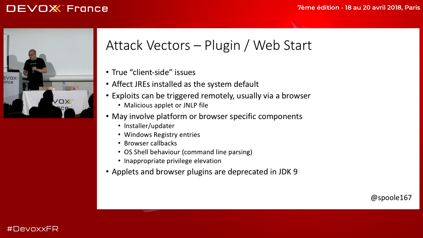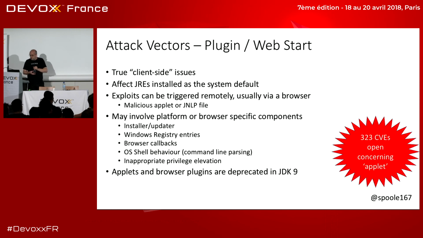Okay. I have things like plug-in and Web Start, another great attack vector. The good news is that it's almost completely gone. We don't use applets to do graphics on the web, but there's still legacy stuff in there. I did a scan on CVE for an applet and it had 323, so it's quite a large number.